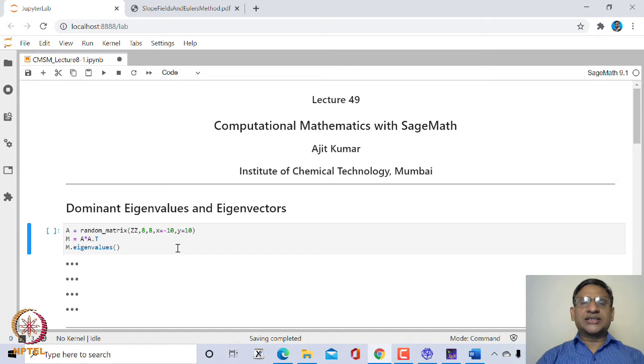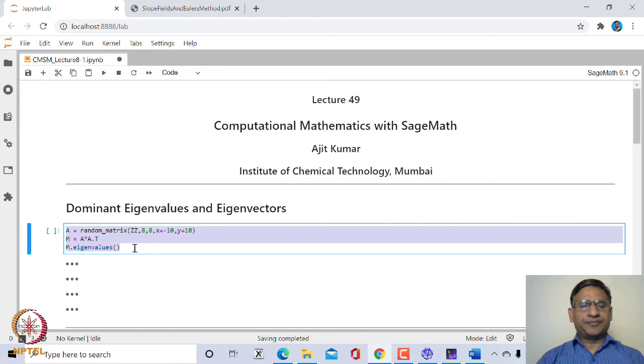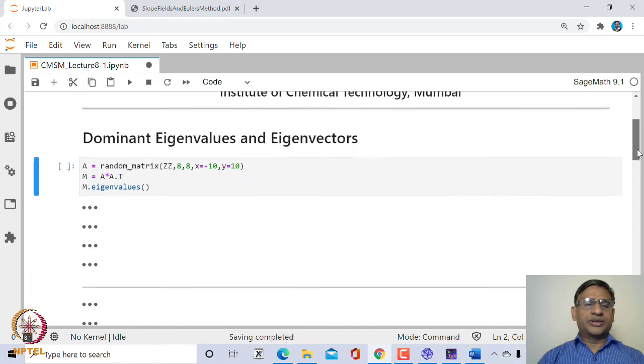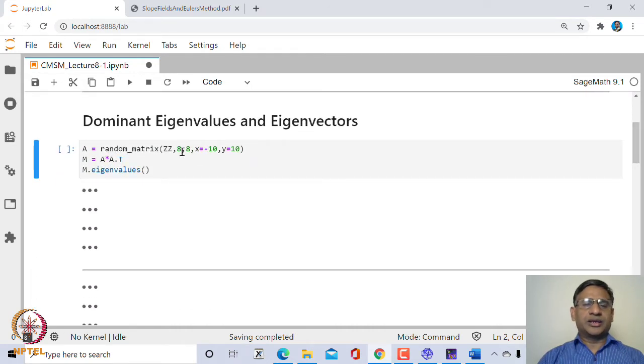We know that Sage has an inbuilt function to find eigenvalues and eigenvectors, and it can find eigenvalues and eigenvectors of a reasonably large matrix as well. So, for example, let us look at a matrix A, which is a random matrix over integers of 8 cross 8, and let us say the entries lie between -10 and 10, and let us convert this A by multiplying by its transpose.